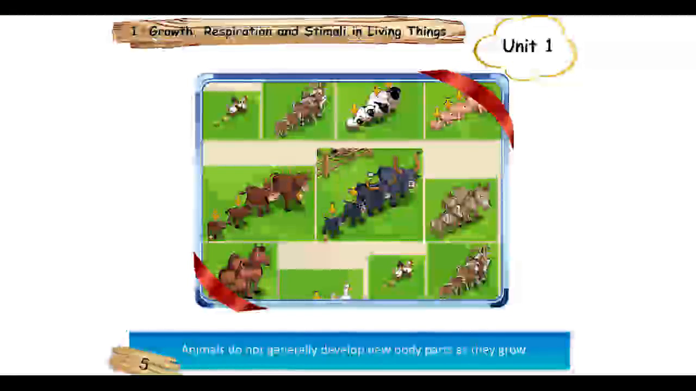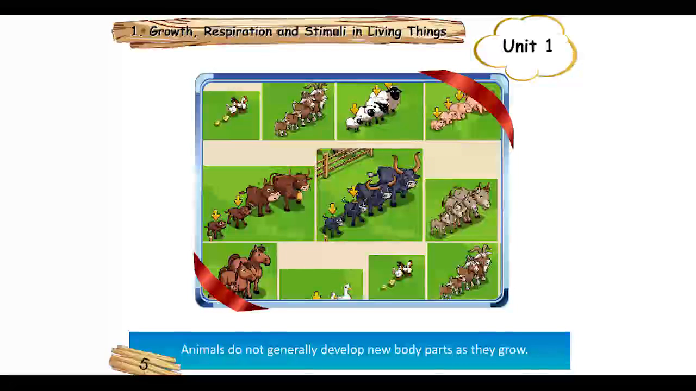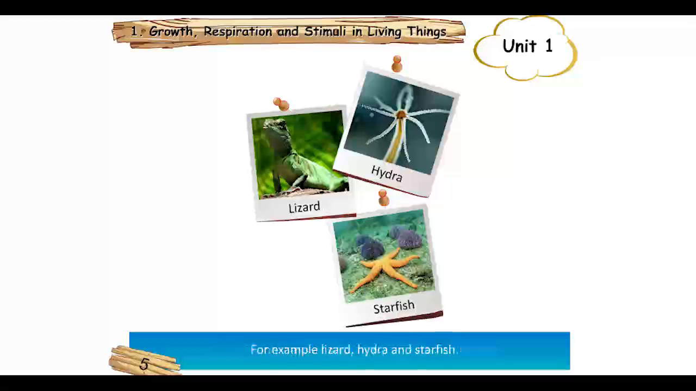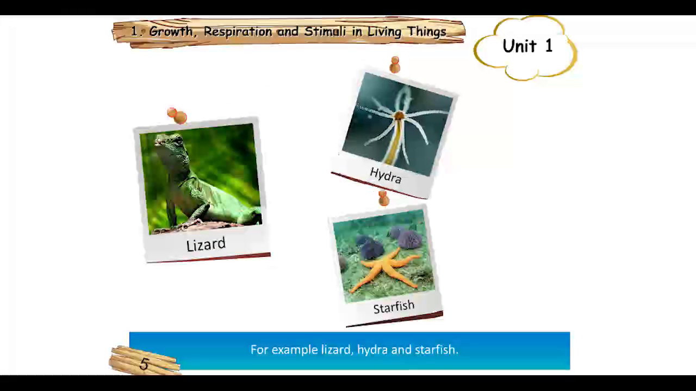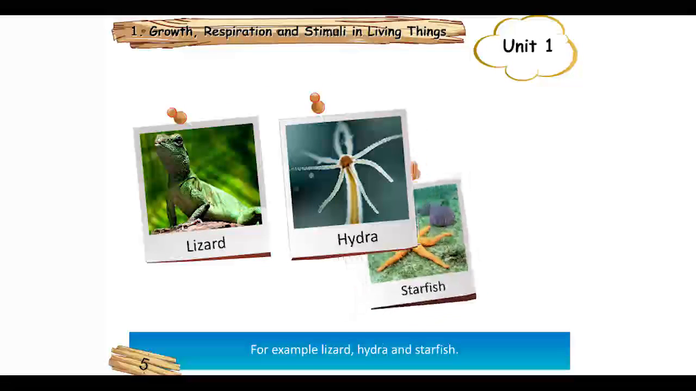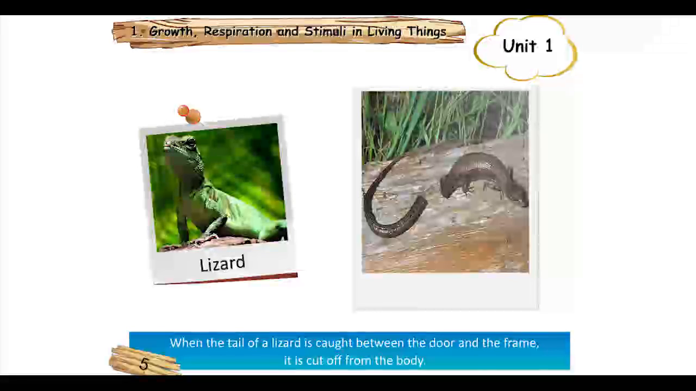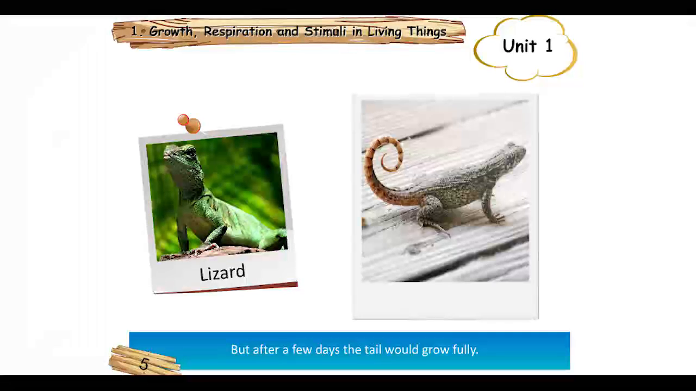Animals do not generally develop new body parts as they grow. Only a few animals can grow new parts of their bodies, for example, lizard, hydra and starfish. When the tail of a lizard is caught between the door and the frame, it is cut off from the body. But after a few days, the tail would grow fully.